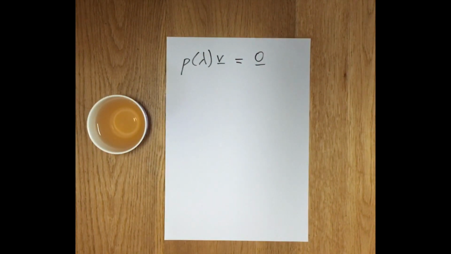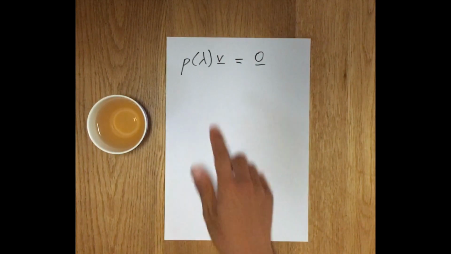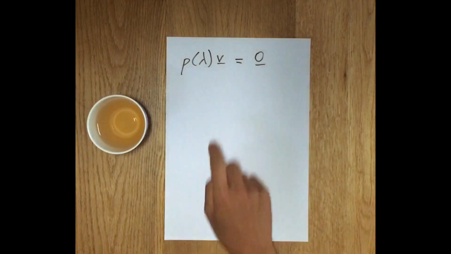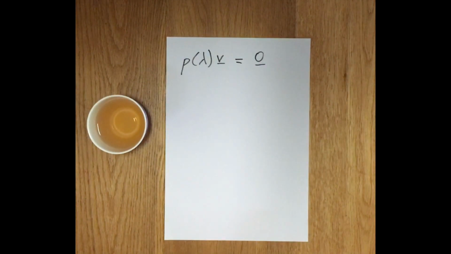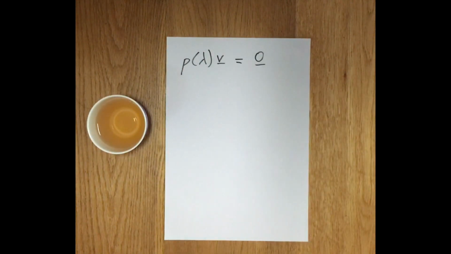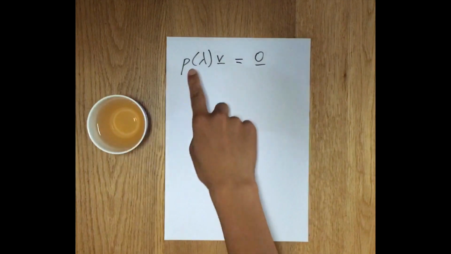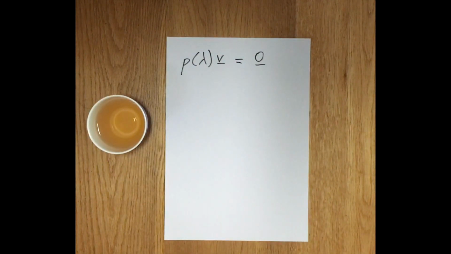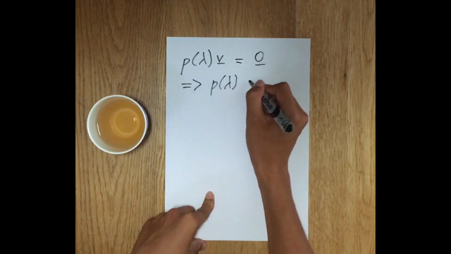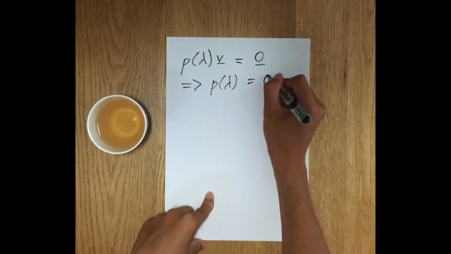And in this situation, we have a scalar scaling a vector to be equal to 0. And the vector is a non-zero vector because it's an eigenvector. So if we're scaling something non-zero to become 0, that's only possible if the scaling factor is 0. You might think of this as the null factor law for scalar multiplication of vectors. So this implies that the polynomial evaluated at lambda is equal to 0.